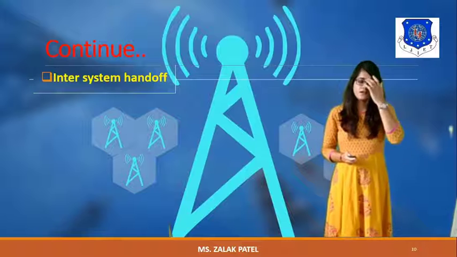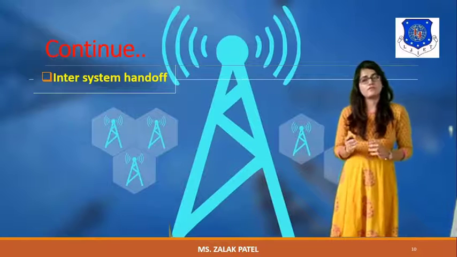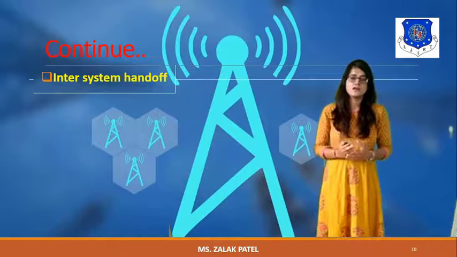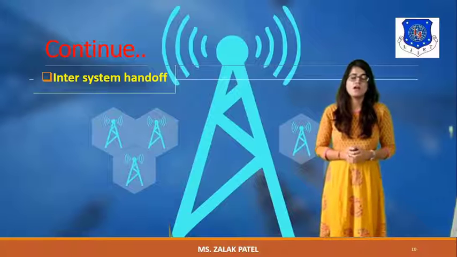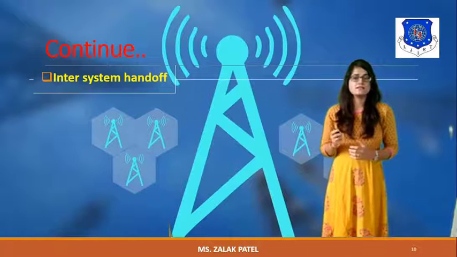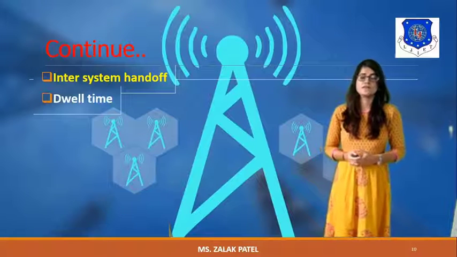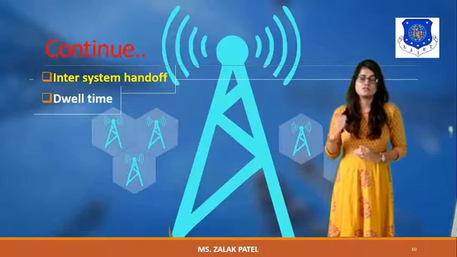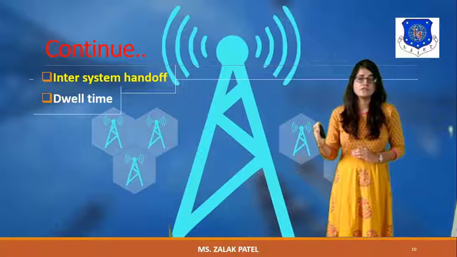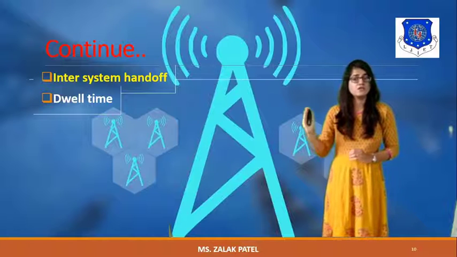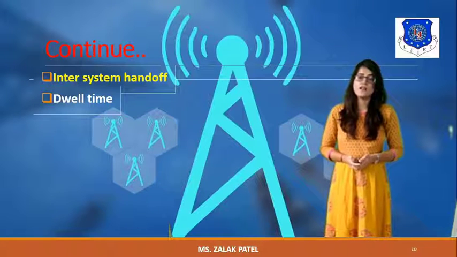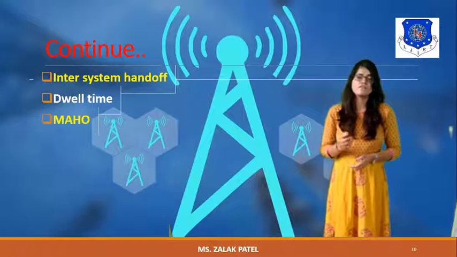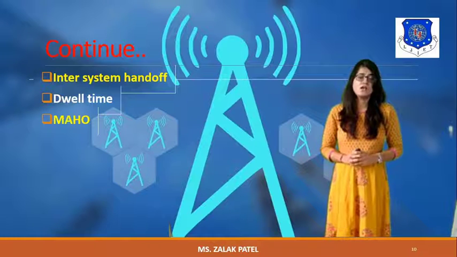Next is inter-system handoff. Inter-system handoff is also called inter-MSC handoff, meaning handoff between two MSCs. Next is dwell time. Dwell time is the time for which the call is maintained at a particular level. It is affected by the propagation delay also.